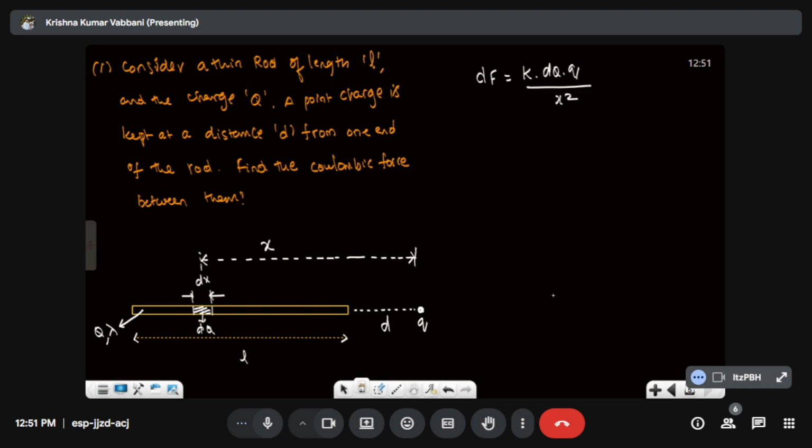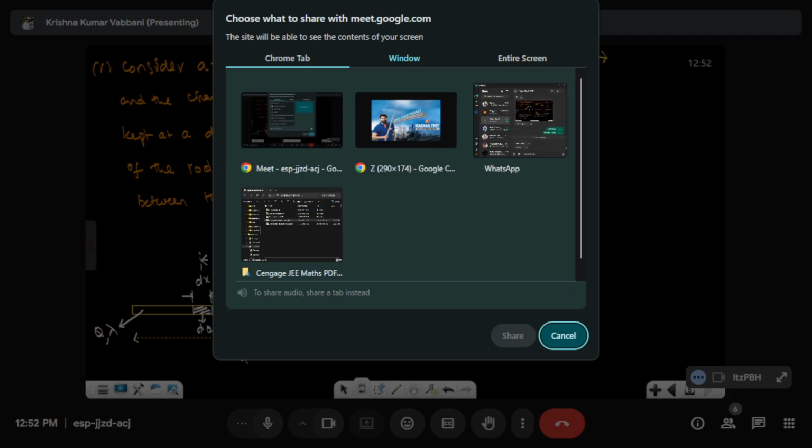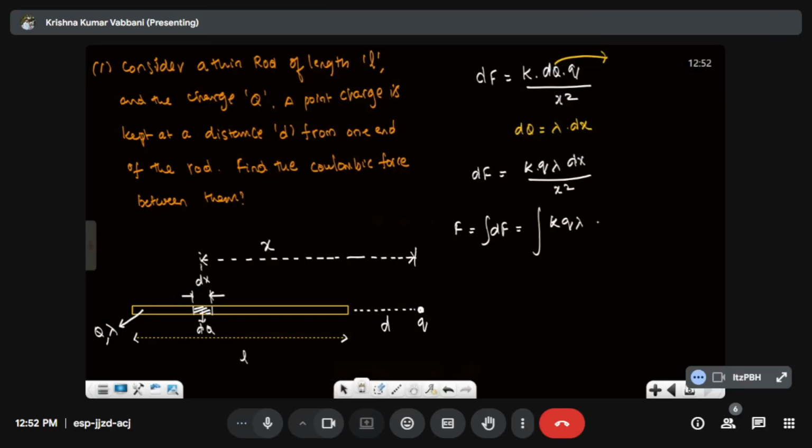Okay. Now, what is dq in linear charge density? In linear charge density, dq is equal to lambda into dx. Substitute that. So my dF is equal to k times q lambda into dx divided by x square. Is this understood? Now we need to find the total force. What is my total force? Integration of dF is equal to integration of k times q lambda dx divided by x square.